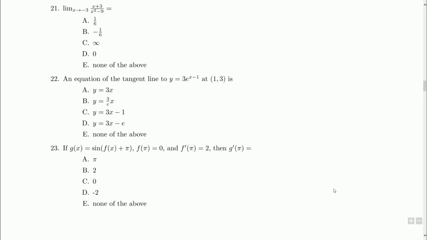We're looking at question 22 here. An equation of the tangent line. I have to say "an" because there are lots of different possibilities, but as I quickly take a look here, these are y equals mx plus b style answers. That's okay. But an equation of the tangent line to y equals 3e to the x minus 1 at this particular point is, we've got our possibilities, and as is so often on this midterm, none of the above is a possibility as well.